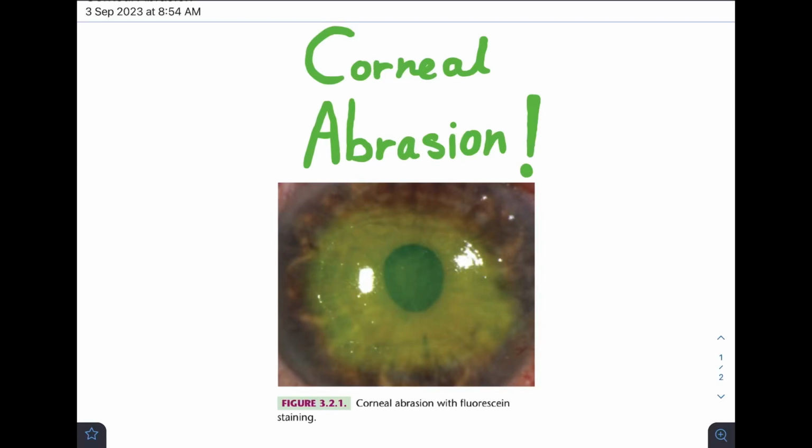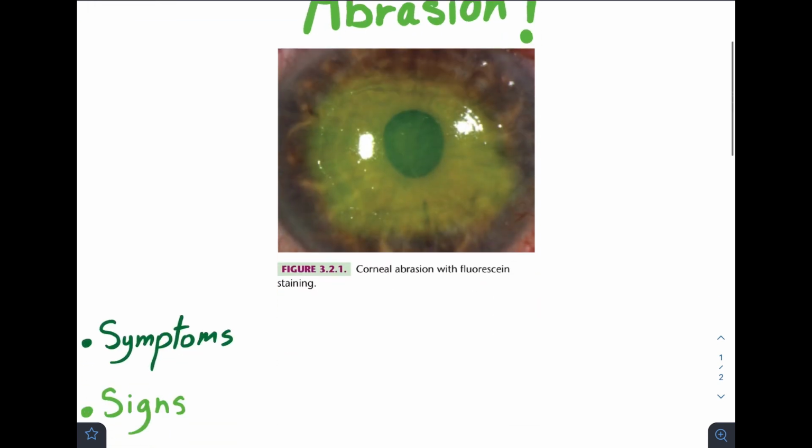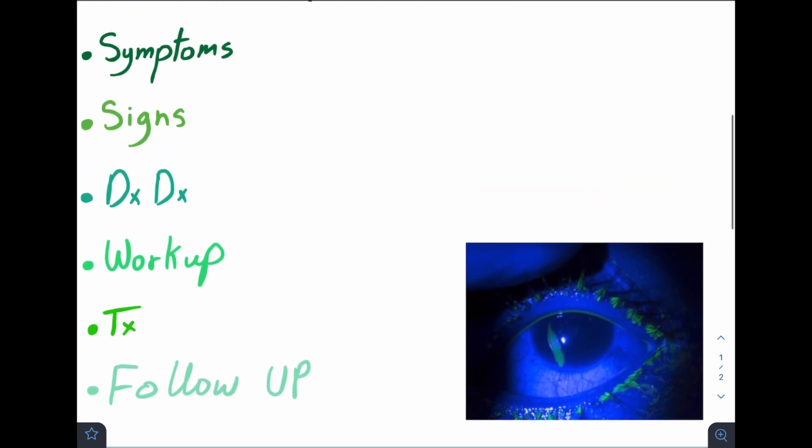Alrighty, let's talk about corneal abrasion. As you can see in this picture, this is a corneal abrasion with fluorescein staining. We usually need to diagnose it by applying fluorescein on it, as the abrasion will uptake the fluorescein. But before that, we need to talk about the symptoms. Then we're going to talk about the signs, differentials, workup, treatment, and lastly, follow up.